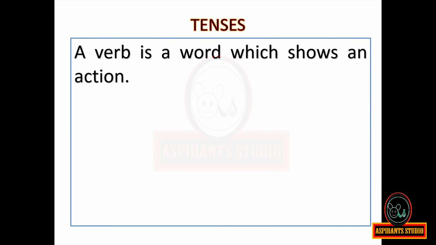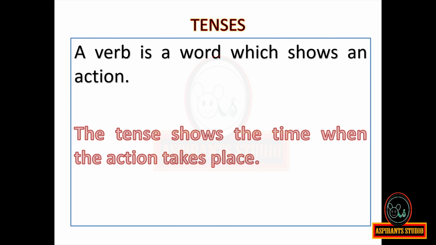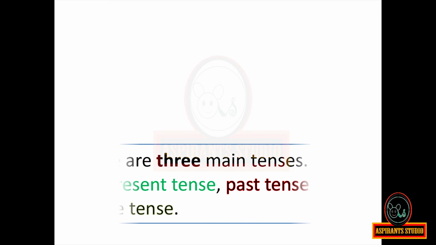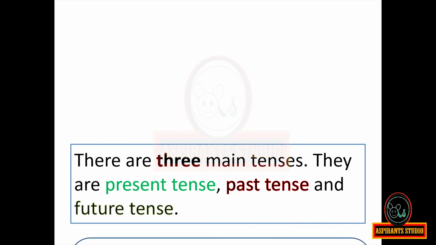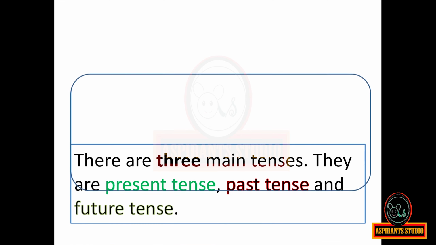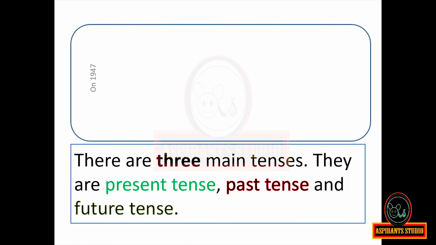Tenses. A verb is a word which shows an action. The tense shows the time when the action takes place. There are three main tenses. They are present tense, past tense, and future tense.